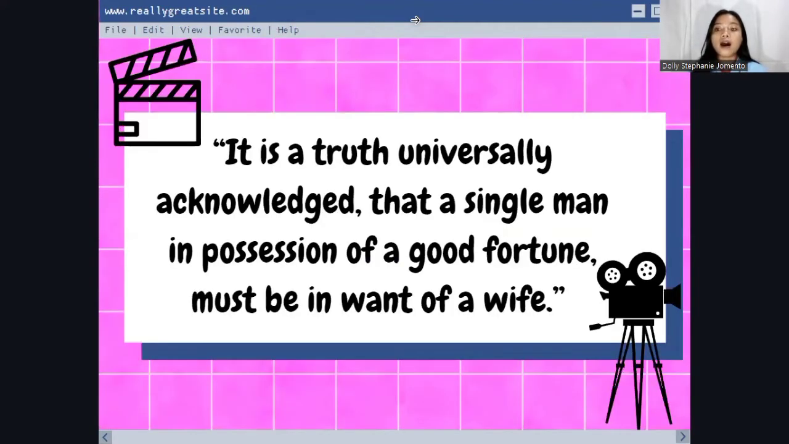So in the first part of the novel, there's a line stating, it is a truth universally acknowledged that a single man in possession of a good fortune must be in want of a wife. So in this part, if a single man is in possession of good fortune or is a rich man, he must have a wife or a partner in life. So as we go along with the story, we will understand what really is the meaning of this sentence or phrase.